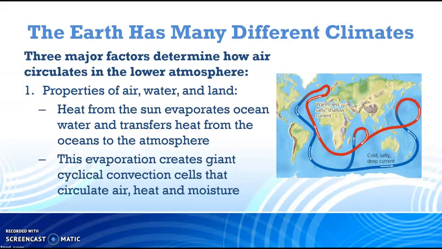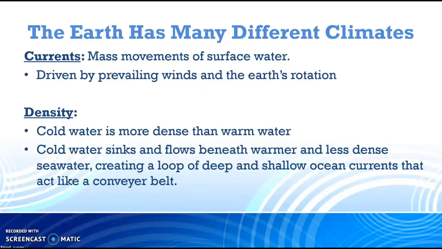The third major factor is the property of air, water, and land. Heat from the sun evaporates ocean water and transfers heat from oceans to the atmosphere. This evaporation creates giant cyclical convection cells that circulate heat, air, and moisture. And some of those circulations are turned into currents. The currents are mass movements of surface water. They're driven by those prevailing winds and the Earth's rotation, and they help to cycle the warm and the cool water from the ocean.